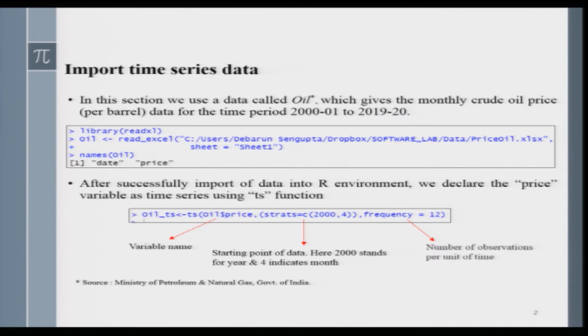Now, after that you see the frequency is mentioned, and this frequency actually talks about the number of observations per unit of time. R says that year is a unit of time, and for that there are 12 observations from 12 months. That is why frequency is 12.